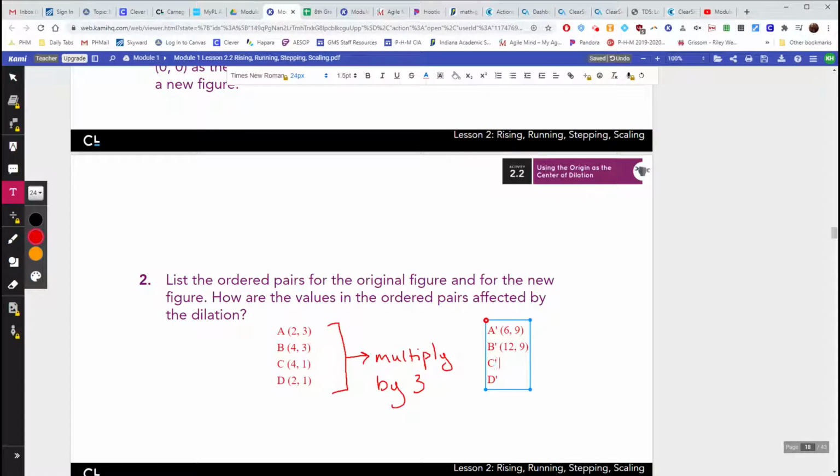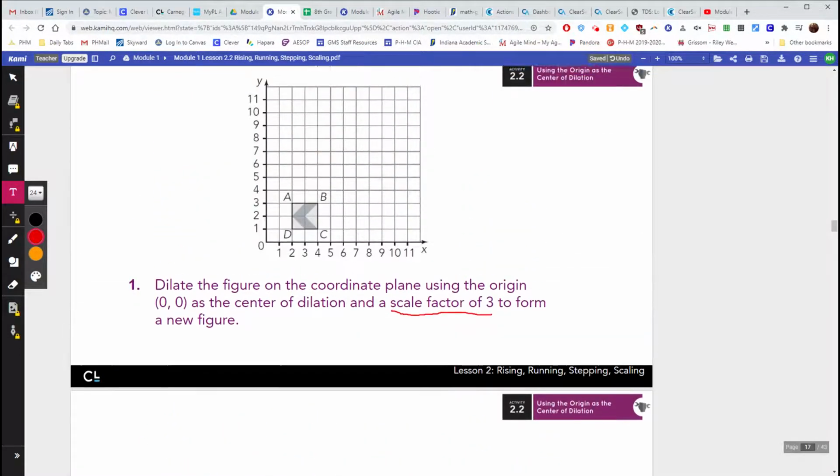To get C prime, you should have multiplied the x coordinate and the y coordinate of C by 3, and you should have gotten 12, 3. For D prime, same thing, multiply the x coordinate and the y coordinate by the scale factor, and you should get 6, 3. So here are the coordinates. Now let's plot these on this graph. Do this with me.